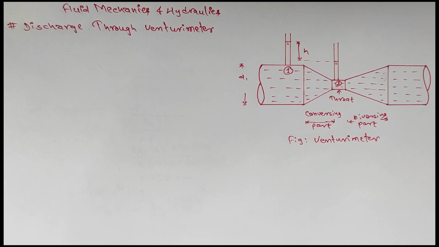Today we are going to derive an expression for discharge through a Venturimeter. This one is from the subject Fluid Mechanics and Hydraulics. Firstly, we should understand the Venturimeter. A Venturimeter is a device that is used to measure flow through a pipe.